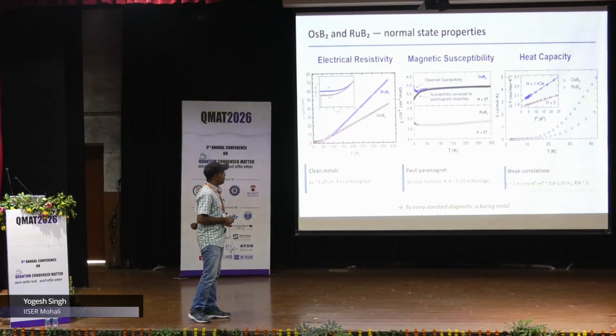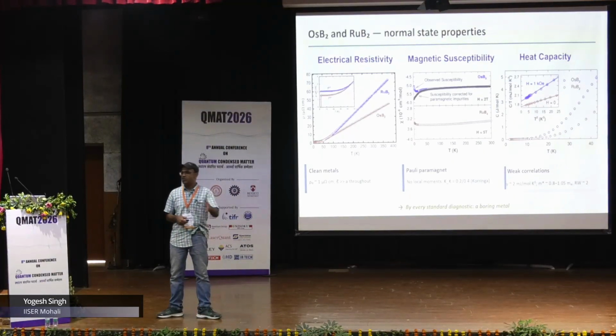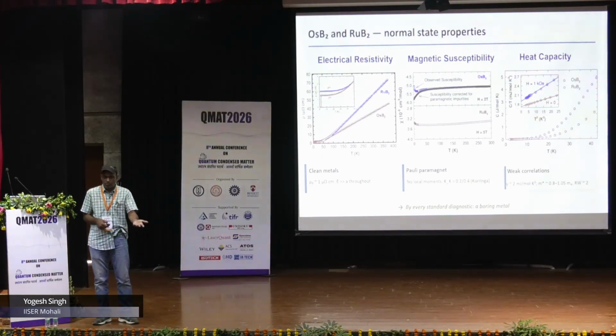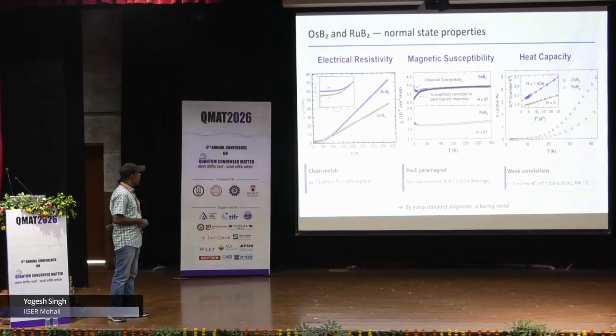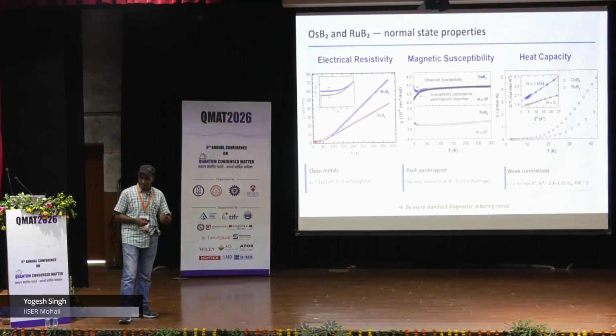And here is the heat capacity. You can look at the inset to see that the Sommerfeld coefficient is tiny, about 2 millijoule and so on, like copper. So by these diagnostics, these are very standard, boring metals.